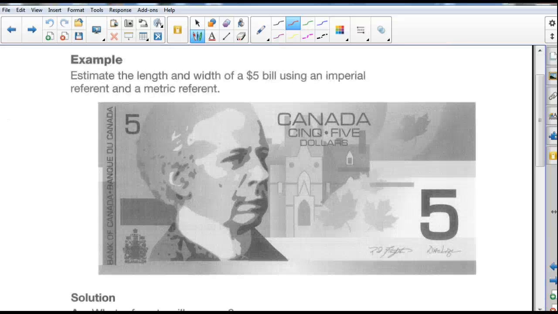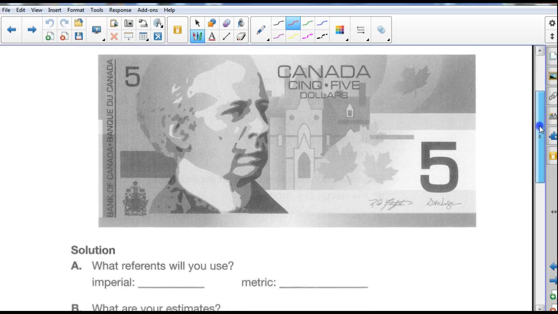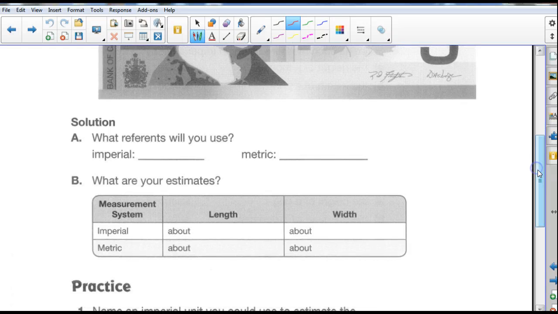Okay, let's do an example of estimating some length. It says here, estimate the length and width of a $5 bill using an imperial referent and a metric referent. Well, in your book, you have the actual size of a $5 bill. Okay, so let's use a couple of the references that we talked about before. Solution. What reference will you use for imperial? Well, probably we're going to be using an inch, and we used the length of your thumb as a good referent for imperial, and for metric we used the width of a finger as the referent.